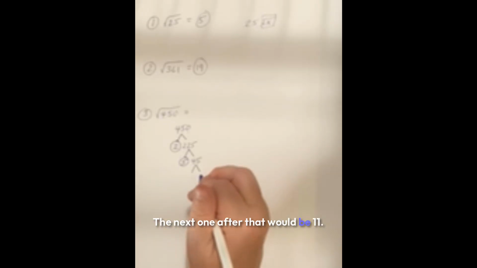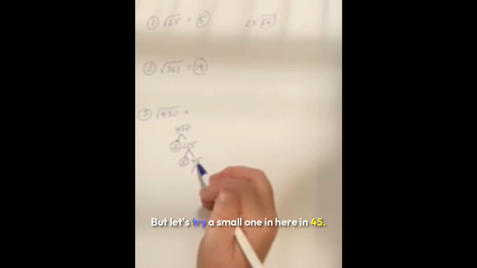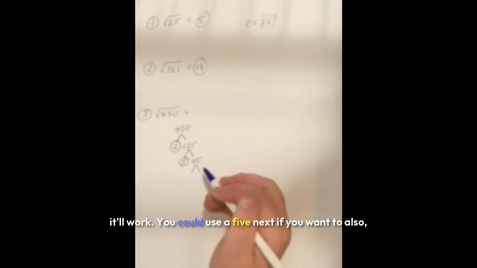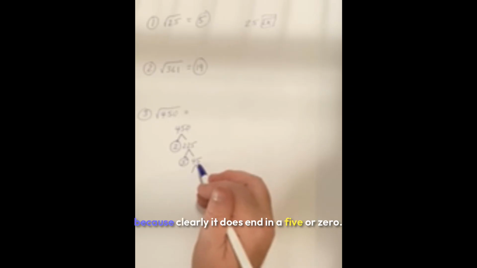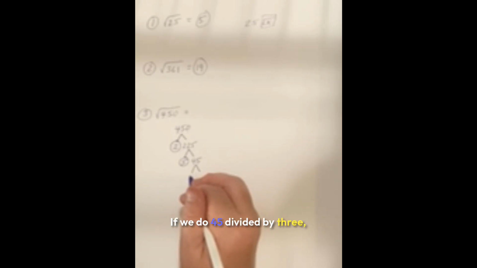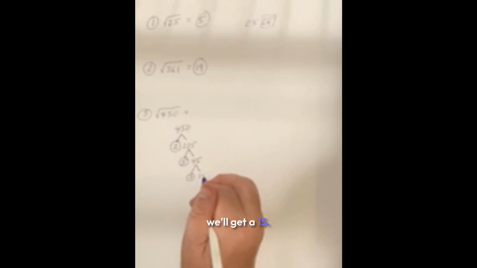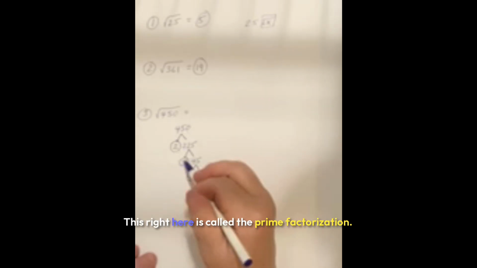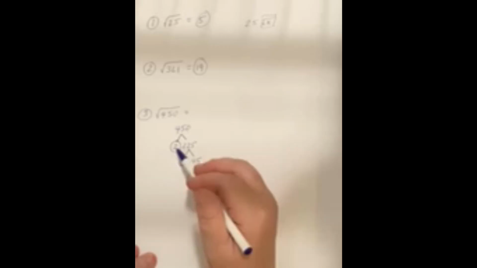Now we can keep going on 45. Other small prime numbers besides 2 and 5 are 3 and 7. The next one after that would be 11. But let's try a small one in 45. If you try a 3, it'll work. You could use a 5 next if you want to also, because clearly it does end in a 5 or 0. But let's put in a 3. If we do 45 divided by 3, we'll get 15. And if we try a 3 into 15, we'll get a 5, and 3 times 5 will give you 15. This right here is called the prime factorization, these prime numbers.